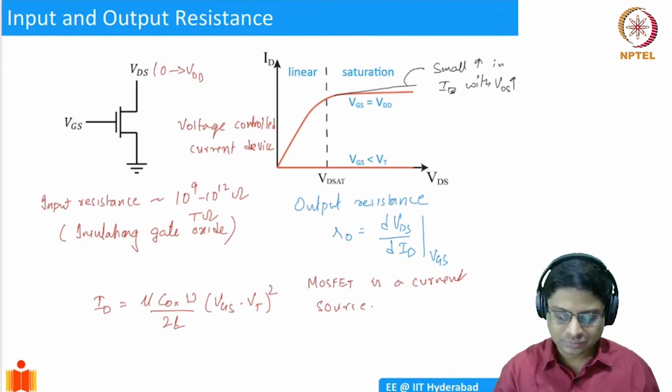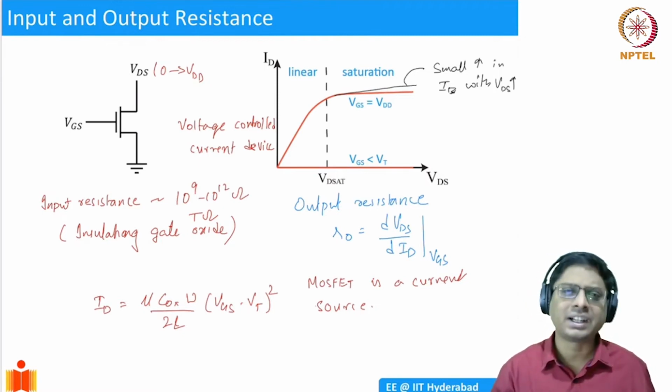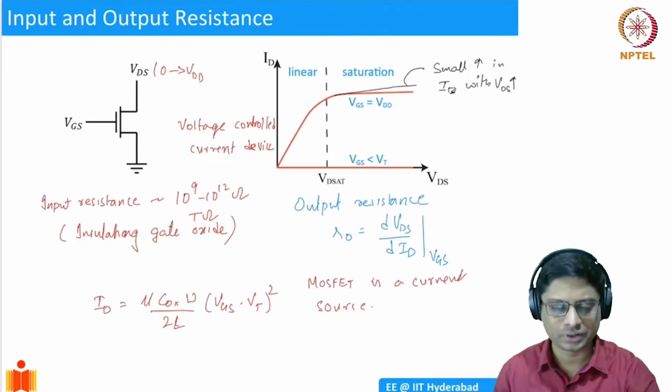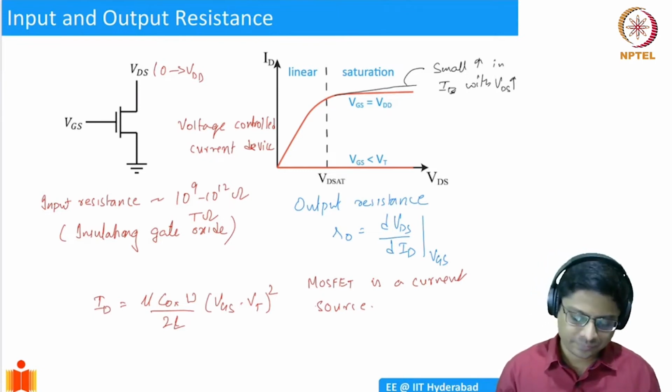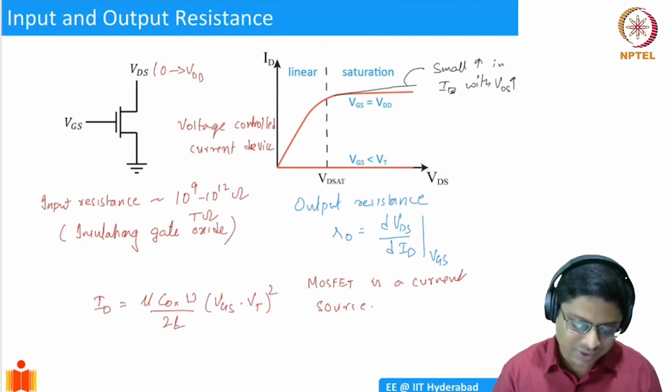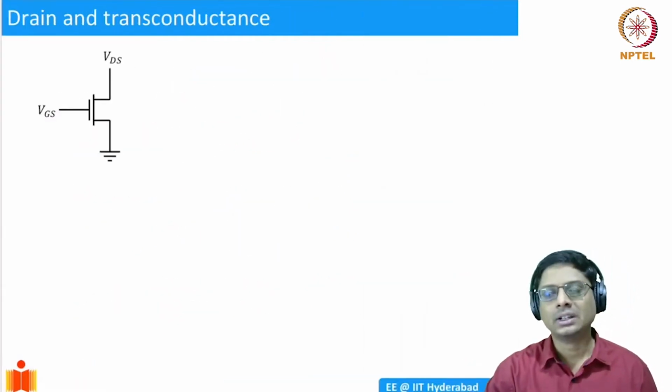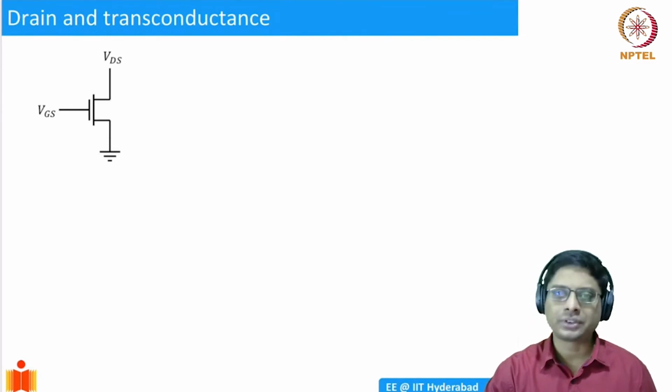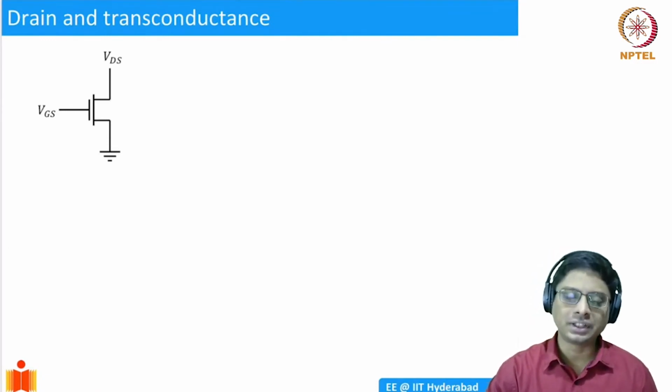Okay. Realistic devices have a finite output resistance. All right. So what are the applications where we can use MOSFETs? Okay. We can use them in analog circuits, and we can think of a small signal equivalent circuit in analog circuits.